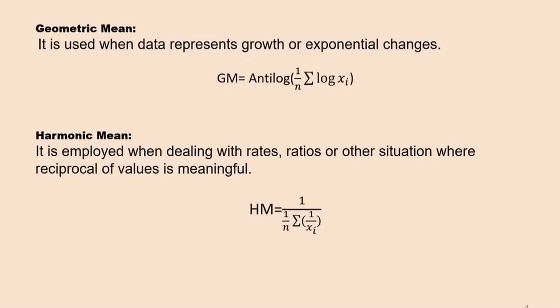Geometric mean is used when data represents growth or exponential changes, such as investment returns or population growth. It is the formula of geometric mean. Harmonic mean is employed when dealing with rates, ratios, or other situations where the reciprocal of values is meaningful, particularly used in averaging rates or speeds. It is the formula of harmonic mean. Let's find these means using R.